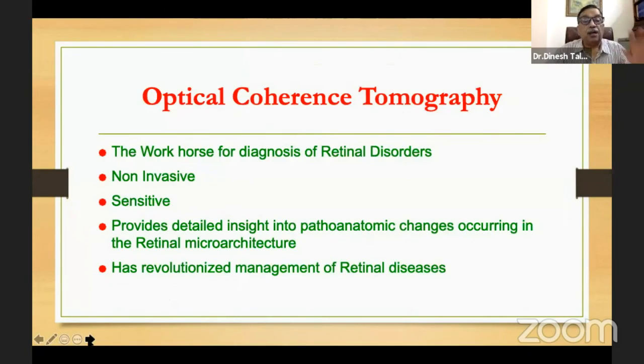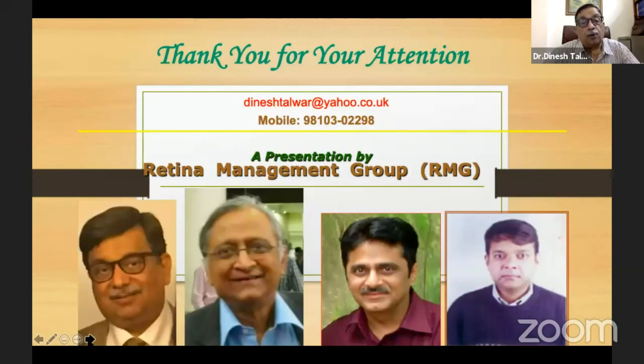So, ladies and gentlemen, to conclude, OCT is the workhorse for diagnosis of retinal disorders. It's non-invasive, sensitive, provides detailed insights into the pathoanatomic changes occurring in the retinal microarchitecture, and has really revolutionized the management of retinal disorders. Thank you very much for your attention.